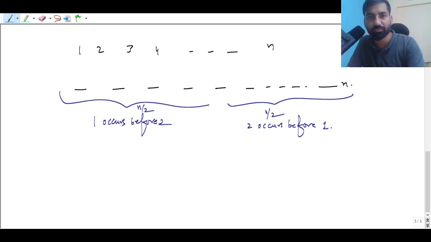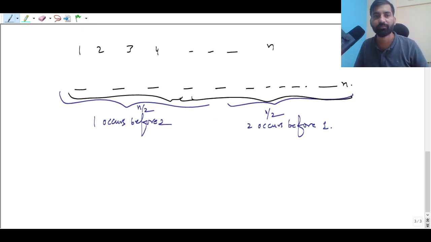To determine the probability that 1 occurs before 2, you have to consider the relative position of 1 and 2 in any given permutation. There are n positions in total. So we can choose 2 of these positions for 1 and 2 in how many ways? nC2 ways. If you want to choose these positions to place 1 and 2, you can choose by nC2 ways. That is the total number of ways that you can arrange 1 and 2, understand?